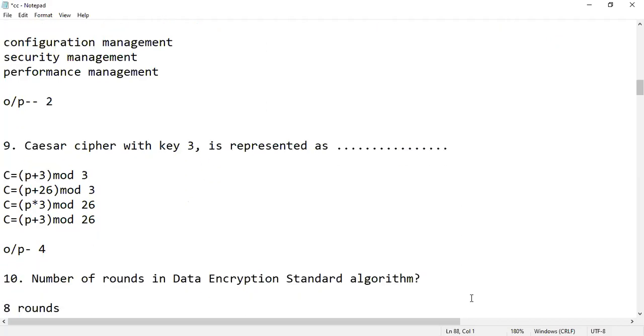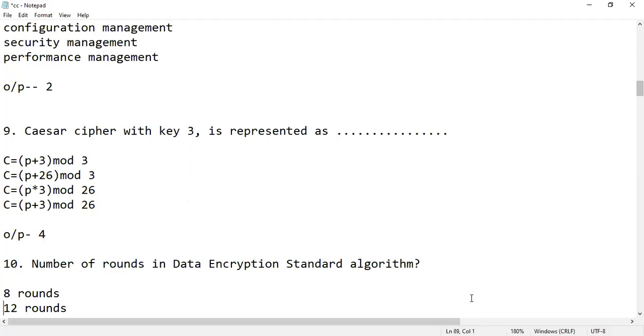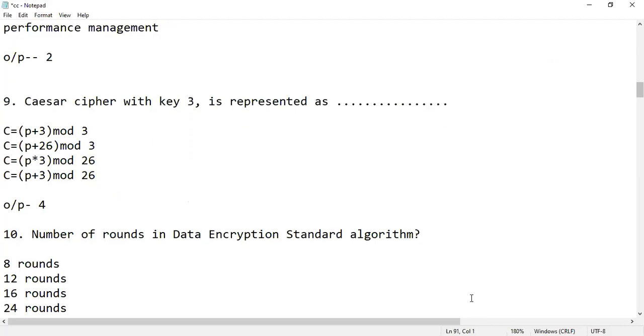The next question is, the number of rounds in the Data Encryption Standard algorithm. What will be the answer?